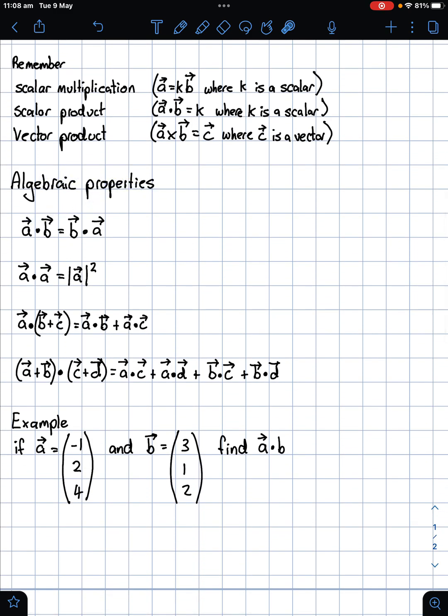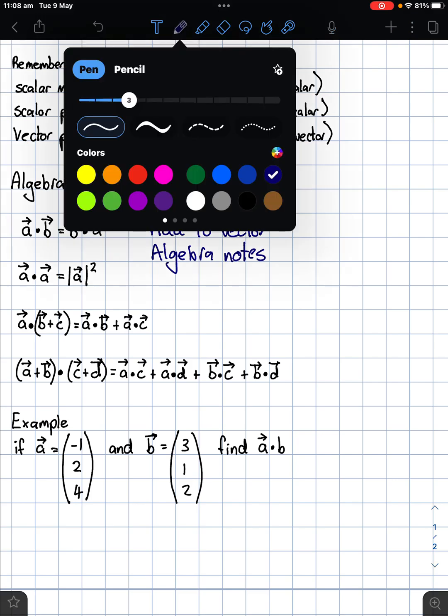So we've got these different products, and different algebraic properties of the scalar product. These properties can help us simplify different equations once we get some vector equations. I would add these to your vector algebra notes, because we've now got some new rules we can use here.